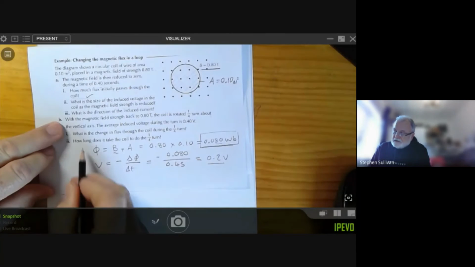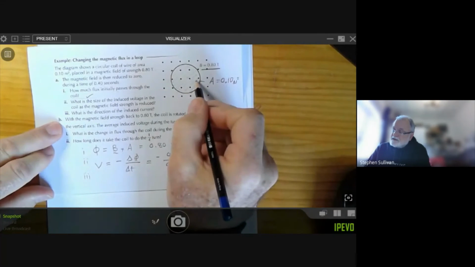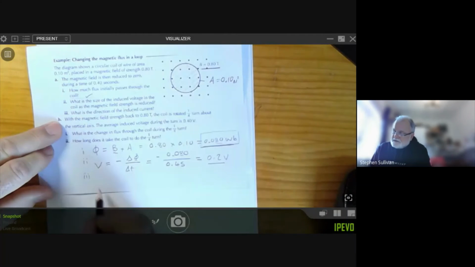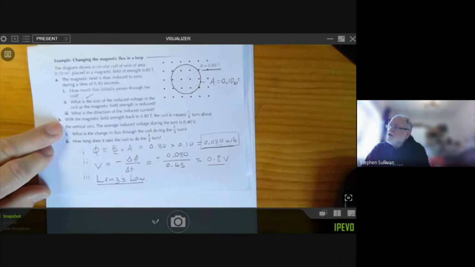The slightly tricky bit is what's the direction of the induced current? As this magnetic field disappears, there'll either be a current going this way or a current going this way. And this is where we depend on Lenz's law. Lenz's law says the induced voltage opposes the change in magnetic field. The induced current will resist the change.